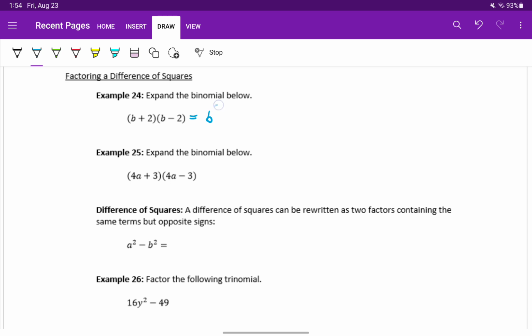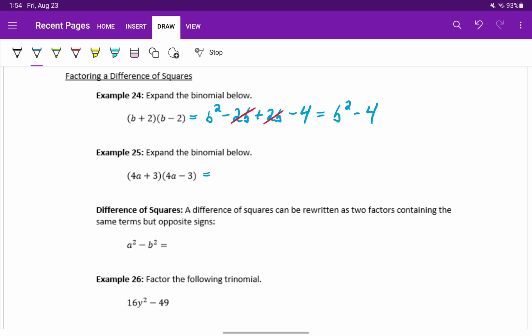In this case, expanding this out will give us b squared minus 2b plus 2b minus 4. Our two middle terms will cancel out since those coefficients are opposites, leaving us with b squared minus 4.